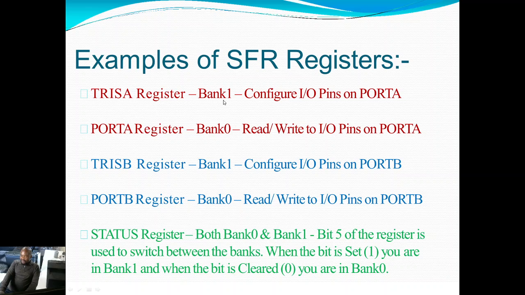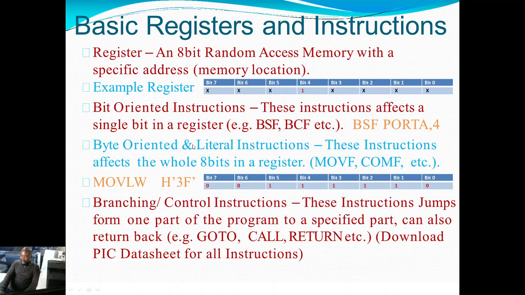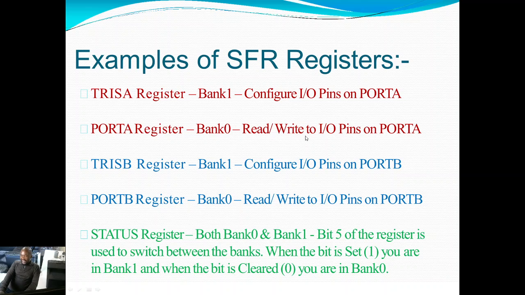The TRISA register, found in bank 1, has the purpose of configuring your pins as either inputs or outputs, specifically for port A pins. So TRISA is used to set up your pins on port A as either inputs or outputs. The TRISB register, also in bank 1, is used to configure your I/O pins on port B. Now the port registers found in bank 0, we have PORTA and PORTB. The port registers are for reading or writing to the I/O pins. PORTA you use to read or write port A pins, and PORTB you use to read or write to port B pins.